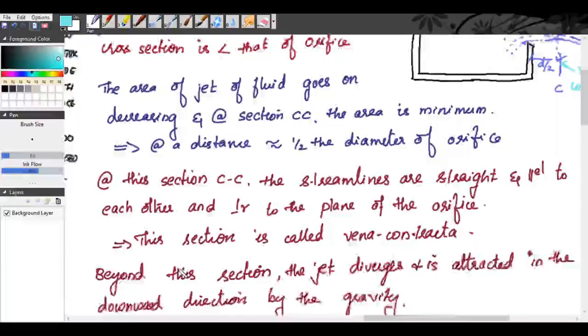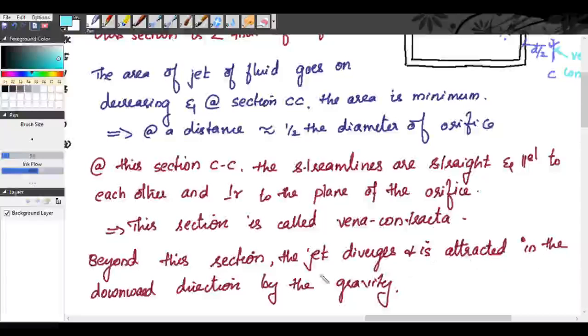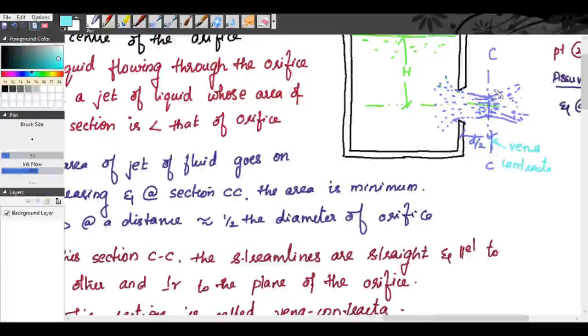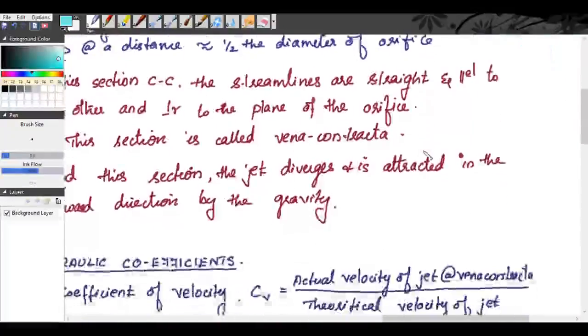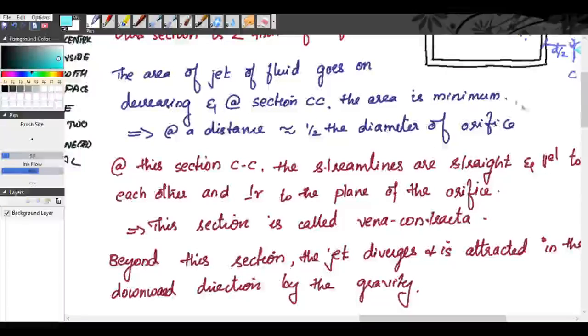Okay. So beyond this section, the jet diverges and is attracted in the downward direction by gravity. So what happens is, beyond this, it will be diverted, and after that, by gravity, it will fall downwards. So this is the principle behind the orifice. Now let us see the derivation.